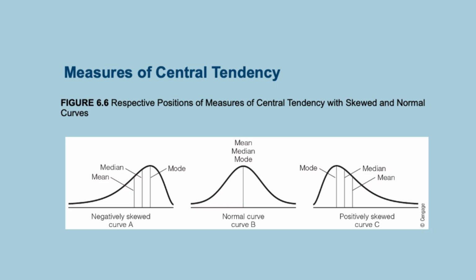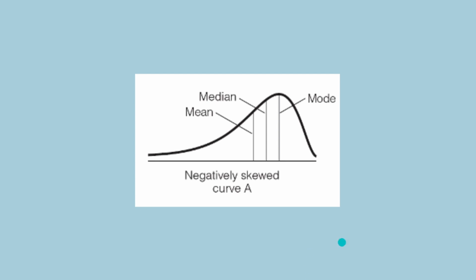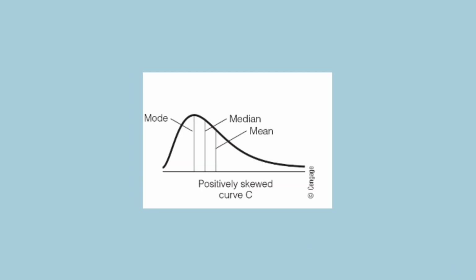All right. When you are looking at measures of central tendency, you're going to see a negatively skewed curve, a positively skewed curve, or just a normal curve that looks like this. And in a normal curve, everything is lined up. The mean, median, and mode are all together. But let's say that we have a positively skewed curve. So what does that mean in terms of measures of central tendency?